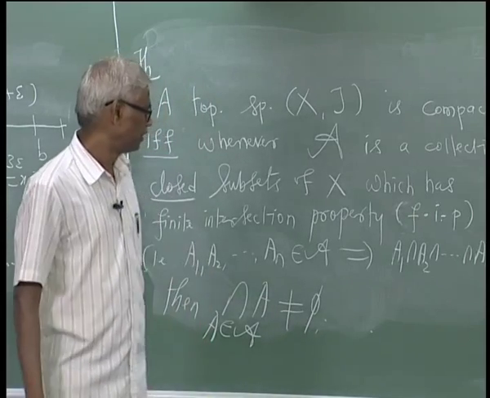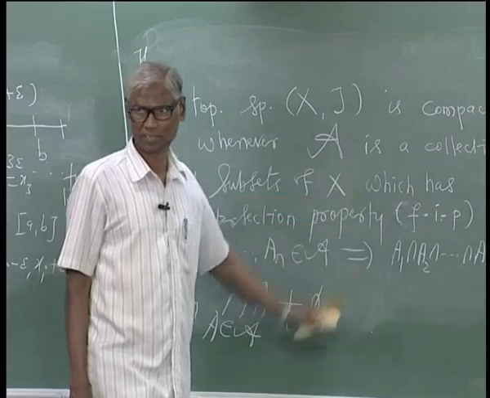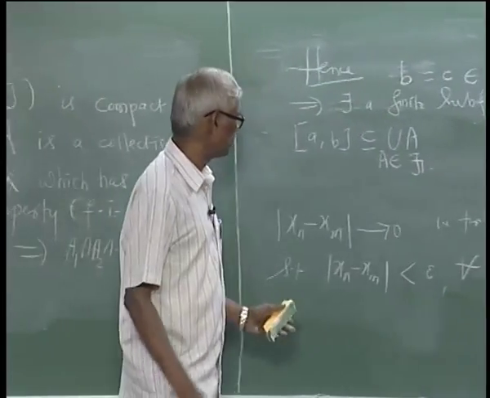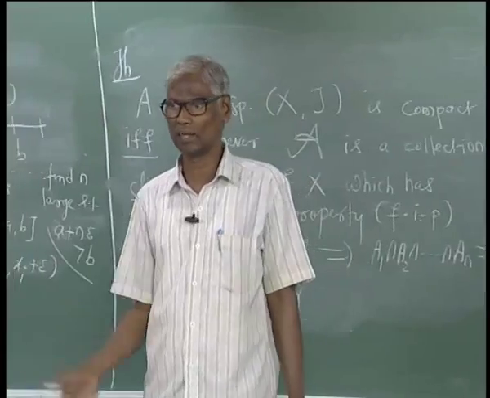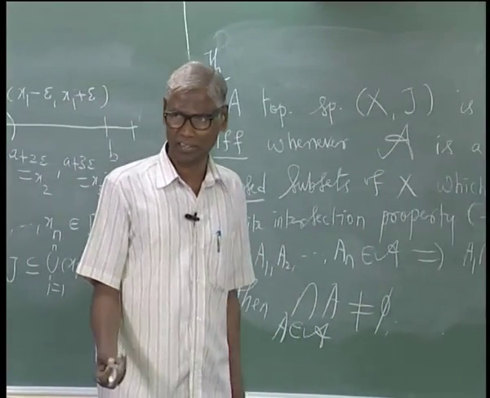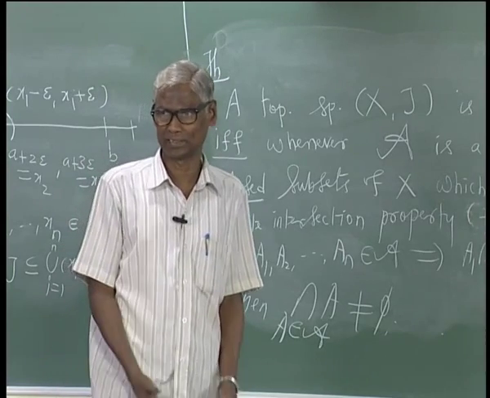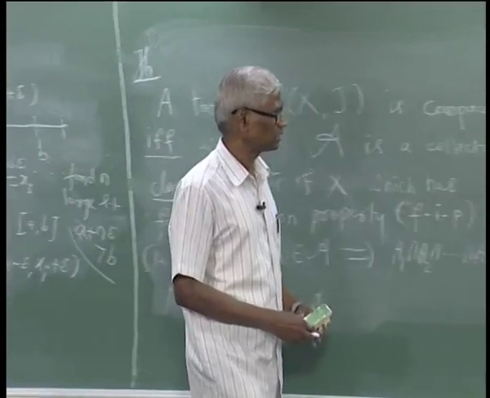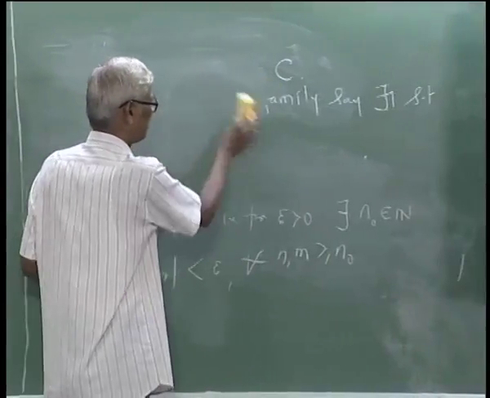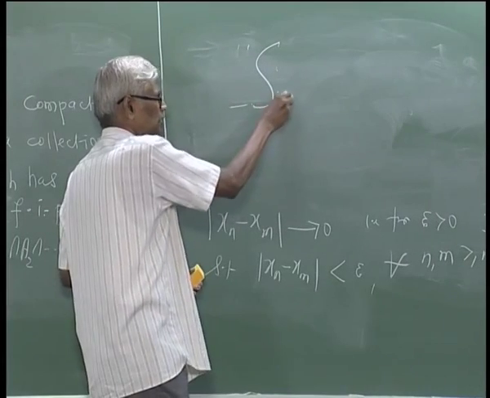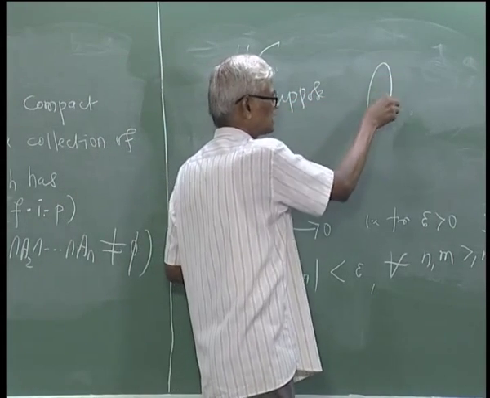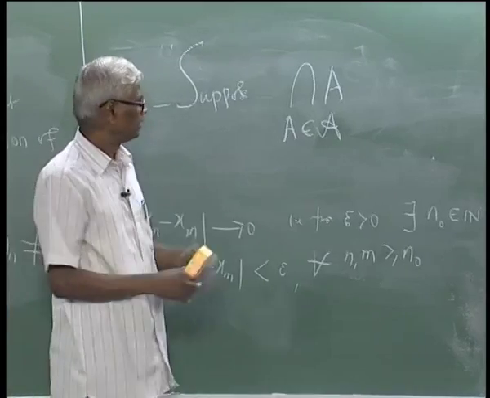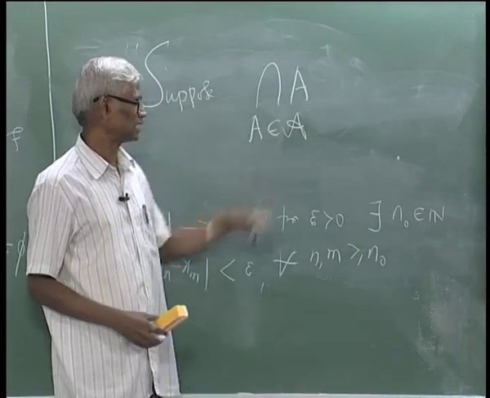This is just what is called De Morgan's law. Script A is a collection of closed subsets, then the set of all A complement, such that A belongs to script A, is a collection of open sets. So, suppose the intersection of A from script A; we want to prove that under the given condition this intersection is non-empty.